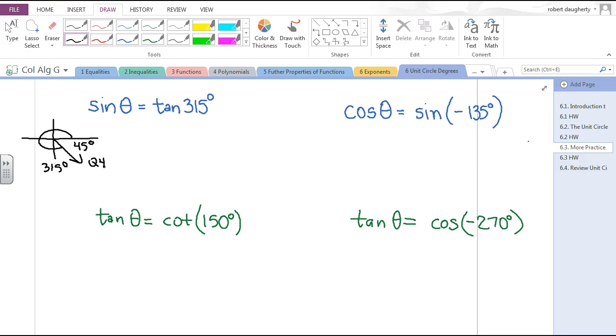Which is 1, okay? So the tangent of 315 is 1, but I have to take care of the positive and negative sign. Double check it. In the fourth quadrant, what is tangent? Negative, okay? So this is -1. Now this changes this whole problem.